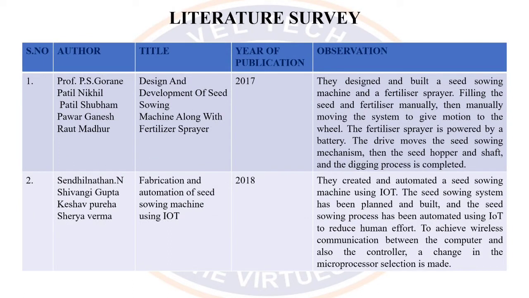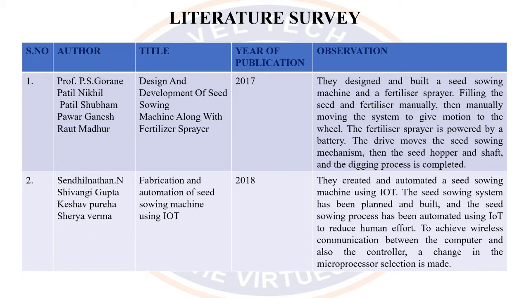Literature survey. Number 1. Title: Design and Development of Seed Sowing Machine along with Fertilizer Sprayer. Name of the authors: Professor P. S. Garan, Patil Nikhil, Patil Chubam, Pawar Ganesh, Rout Madar. Published in the year 2017.